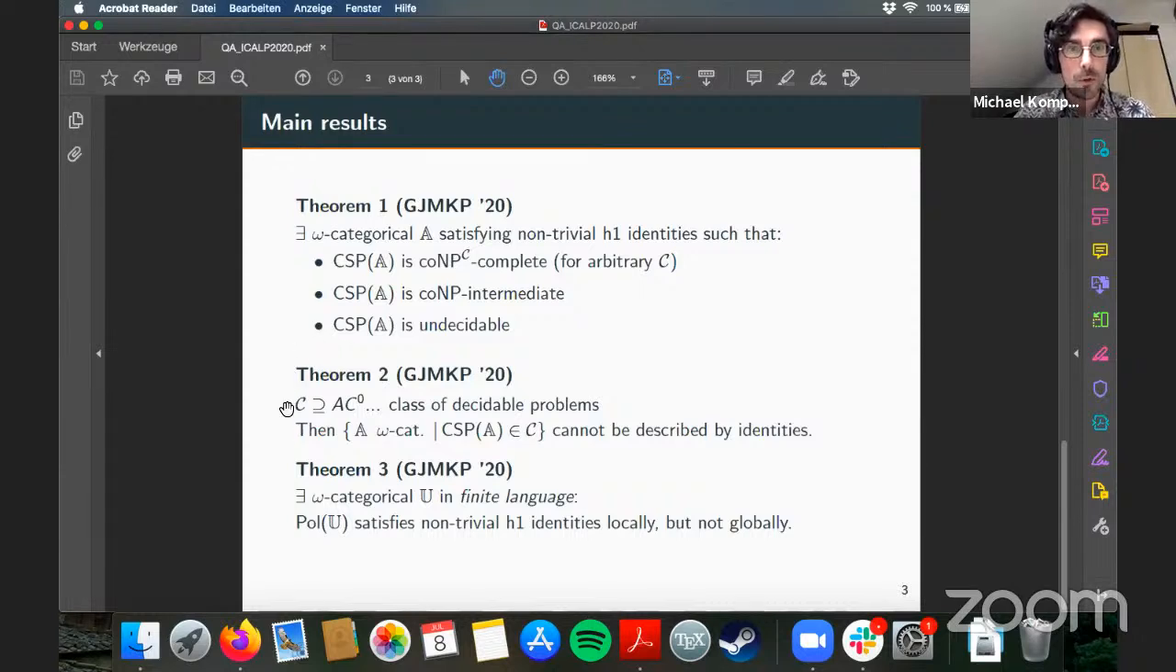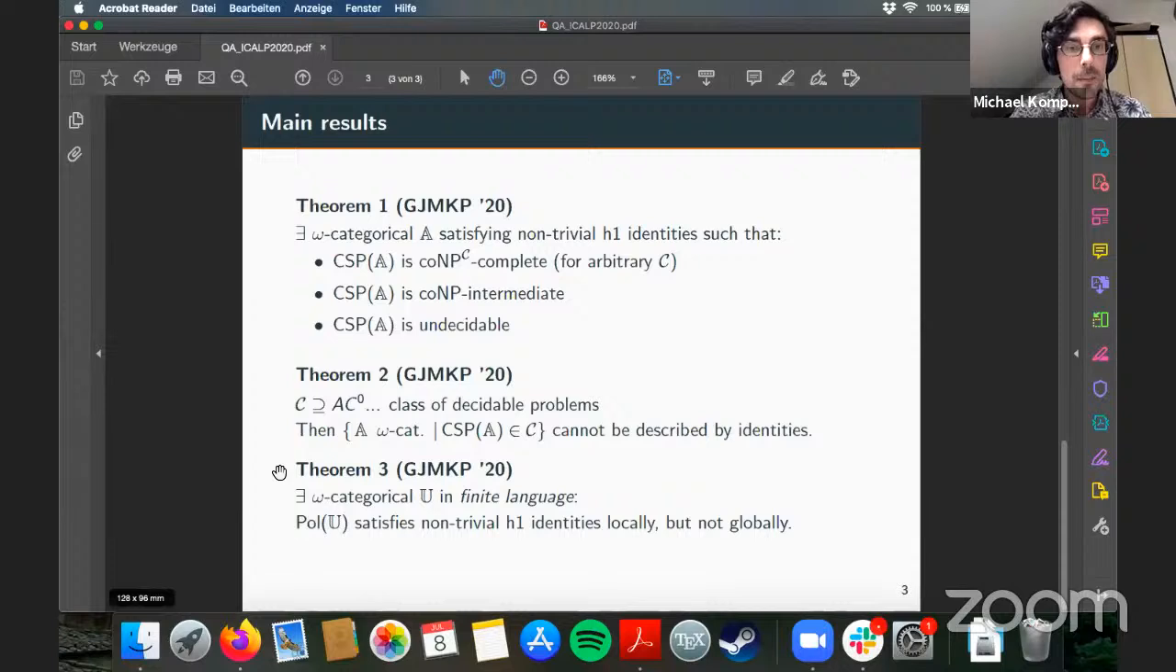Furthermore, we could show, using also those Hrushovski encodings, that whenever you have a complexity class that contains AC0, then the class of ω-categorical structures that have CSPs with this complexity cannot be described by identities. So no countable set of identities, even with the additional restriction of height 1, can describe this class.